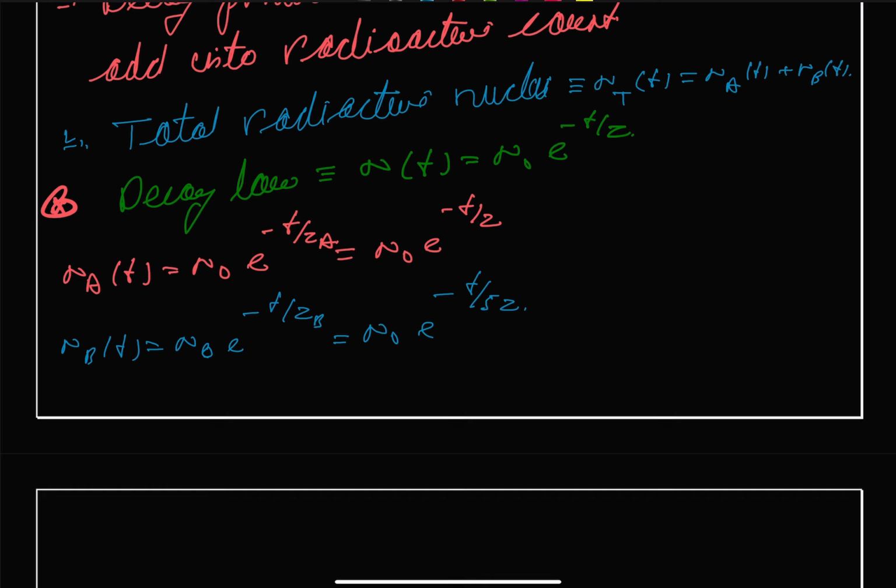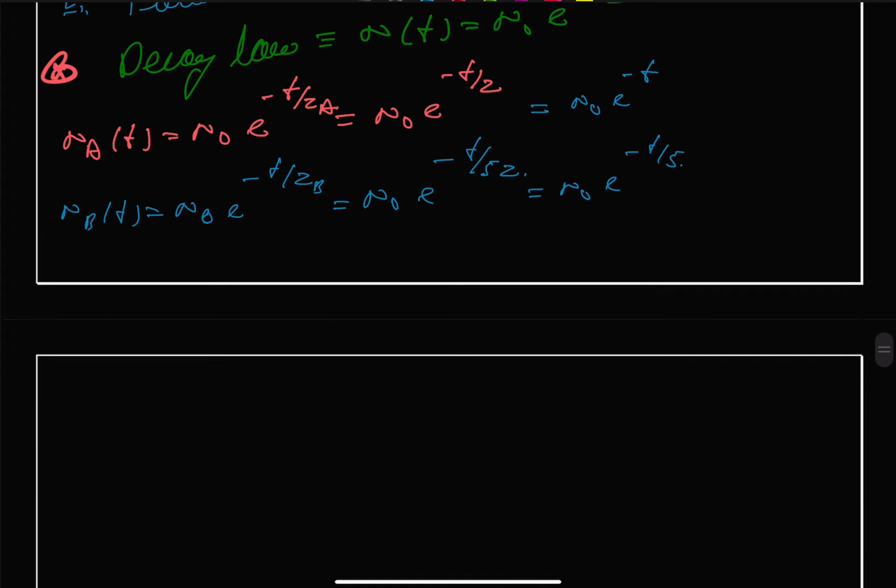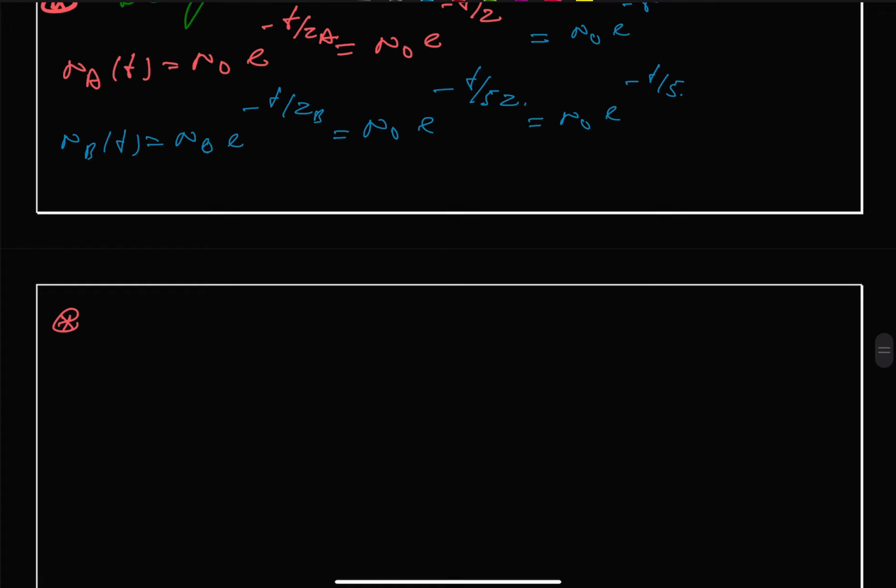And this can be further written as n naught e raised to power minus t, and this gives us n naught e raised to power minus t upon 5. Now for the total, we just add them. So we get our n total for time t will be equal to n naught times e raised to power minus t plus e raised to power minus t upon 5.